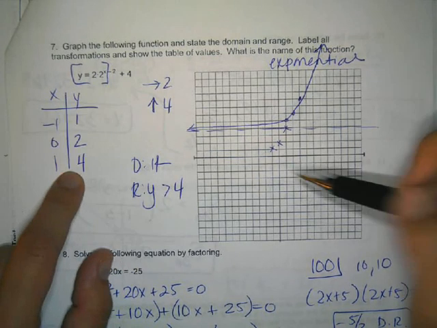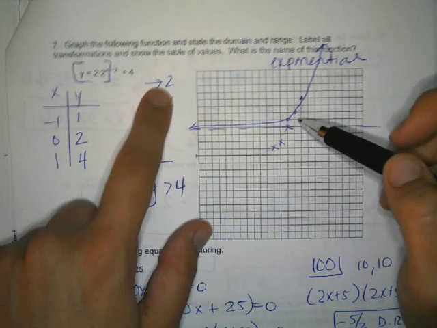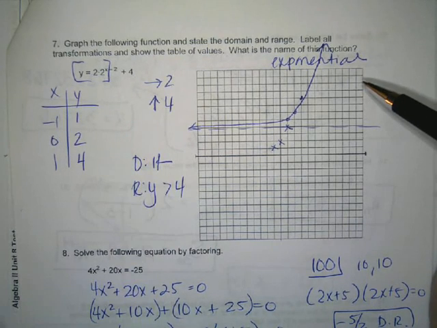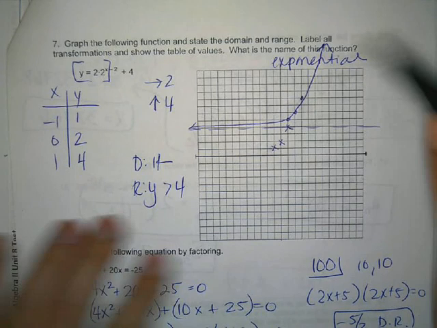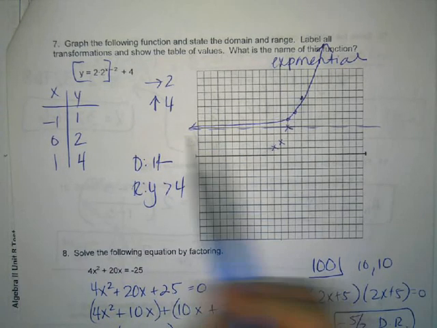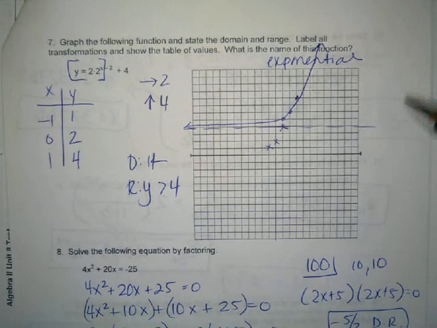I plot those 3 points, shift them right 2 and up 4. My domain is all reals. My range is y values greater than 4. Keep in mind with exponentials and with logarithms, you have to have your asymptote drawn in, so you have a guide to draw your graph.